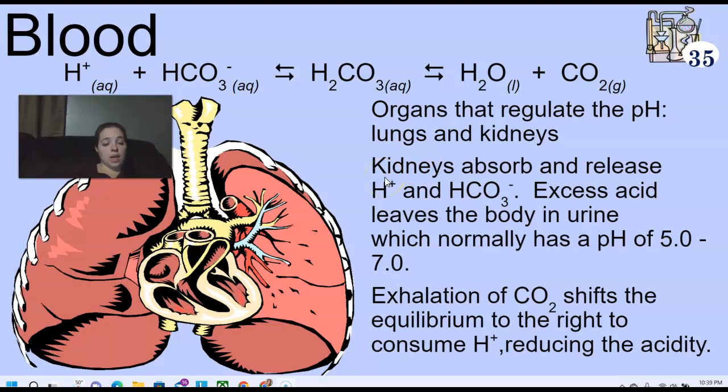Kidneys absorb and release the hydrogen and bicarbonate ions. Excess acid leaves the body in urine, which normally has a pH of about 5 to 7, so it's basic to acidic. We also exhale CO2 through our lungs, which shifts the equilibrium to the right to consume that hydrogen. If we release this, it's going to shift here to make up for that loss, and it reduces this, okay?